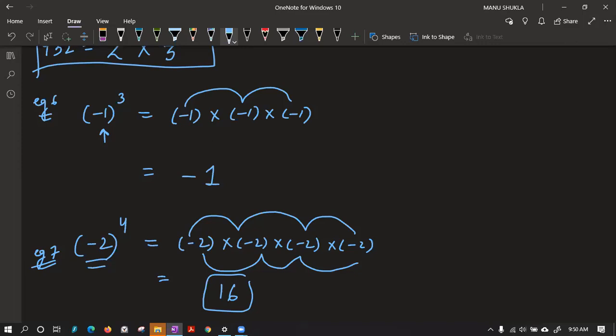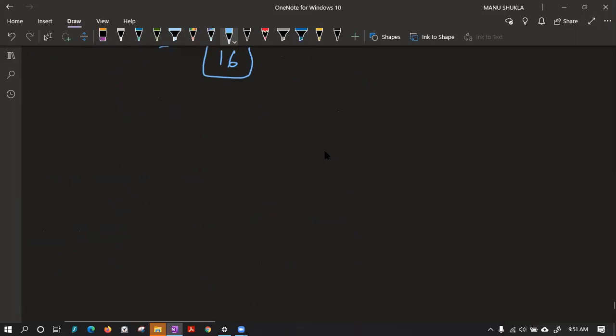Let us take one more example. Suppose we have, yes, all chapters are connected, beta. Sir, if powers will be odd, answer will be negative and vice versa. Yes, beta. Let us take one more example.